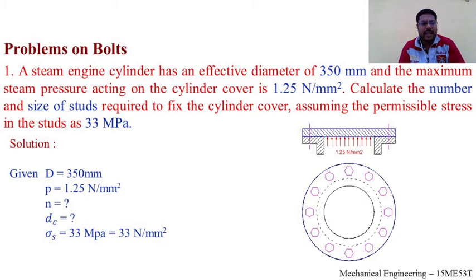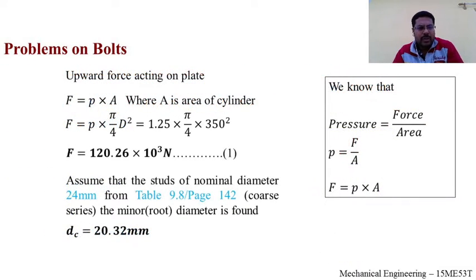So the given data is: diameter of the cylinder cover is 350 mm and pressure is 1.25 Newton per mm square. We have to find n, the number of studs, and the size of the bolt, that is the core diameter dc and ds. Sigma s is equal to 33 megapascal, and 33 megapascal and Newton per mm square are the same.